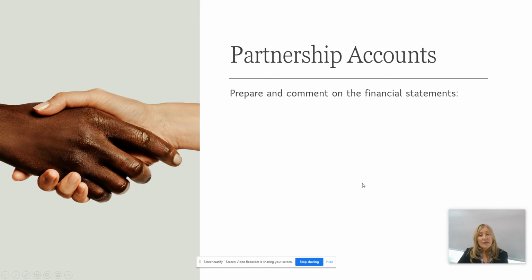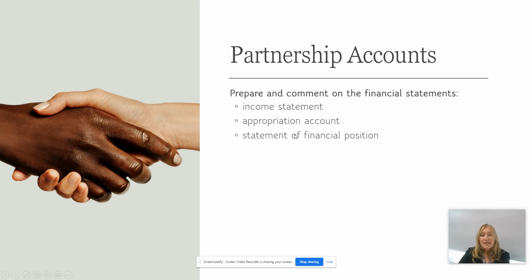When it comes to partnership accounts, you need to be able to prepare and comment on the financial statements. So make sure you know what a partnership income statement looks like with the appropriation account at the bottom. So remember, that's how the profits are shared between the partners.